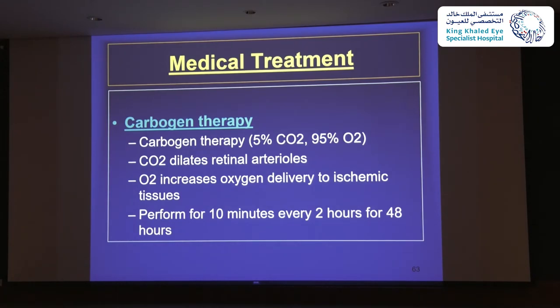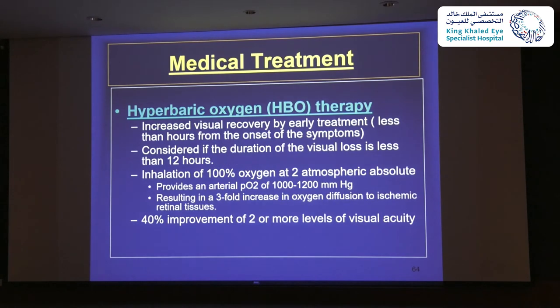Carbogen therapy, by 5% CO2 and 95% oxygen, leads to dilation of retinal arterioles, and the oxygen increases oxygen delivery to the ischemic tissue. It's performed for 10 minutes every 2 hours for 48 hours. Sometimes it is difficult to have this, so you can do it by putting a nylon bag over the head of the patient without closing it, and that could do the job.